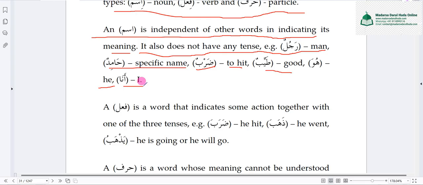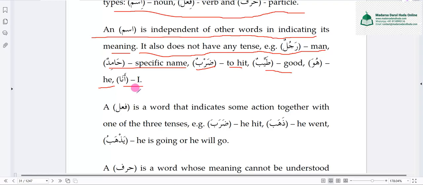Yet we will be able to understand the meaning, but we will not be able to understand the time in which that meaning exists or refers. For example, when I am saying rajulun, rajulun means man. So rajulun is an Arabic word which gives the meaning of man, and it is independent. We are not adding any other word to get the meaning of rajulun as a man, but still that word does not give you the idea about the time in which the man occurred, whether it is past, present or future. Same goes with Hamid, same goes with zarbun, same goes with tayyibun, same goes with huwa and ana. All these words are giving us the meaning, but they all lack tense.